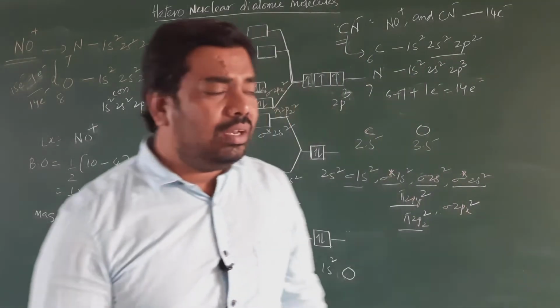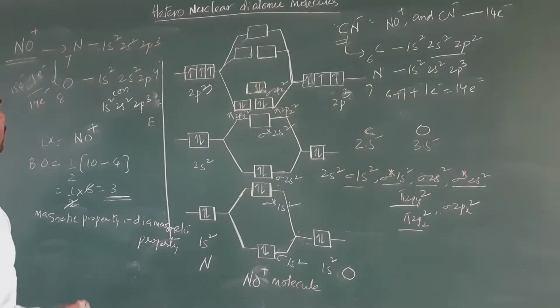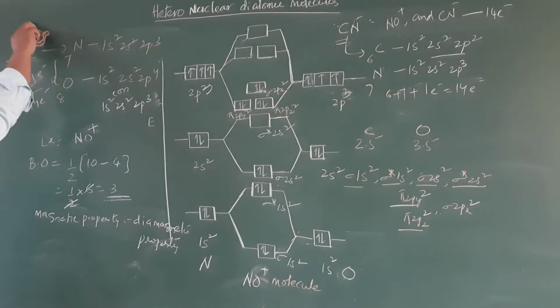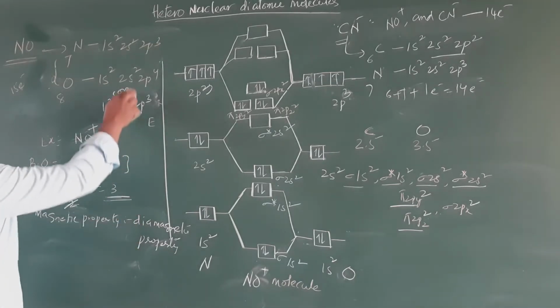Clear, student? So then we will move to another heterodiatomic molecule, that is the NO molecule we will see. Okay, the NO molecule. Clear, student? So the NO molecule is a 15 electron system.